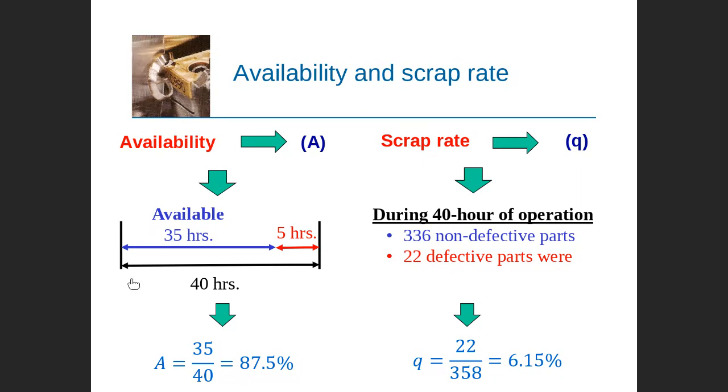Availability means the availability of the machine during the time. Let me give you an example. In 40 hours, the machine was available for 35 hours. In a total of 40 hours, the machine was available 35, and for 5 hours the machine was not available. What does that mean? What is the meaning of the machine not being available? Breakdown. So in 40 hours the machine broke down for 5 hours.